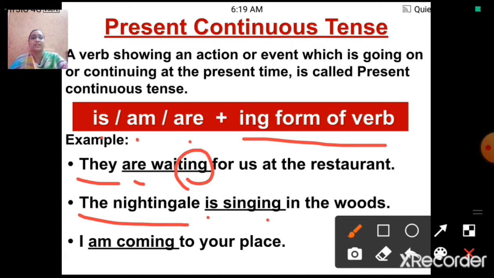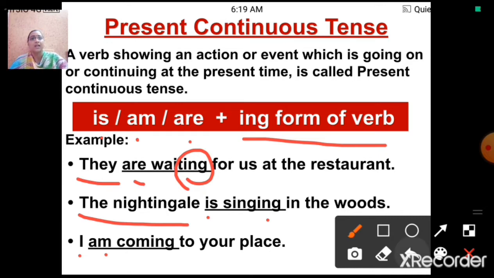Now the next sentence is I am coming to your place. Now as I said, we are going to use am only with I. Right. So I am plus ing form of verb. Then the sentence will be I am coming to your place.